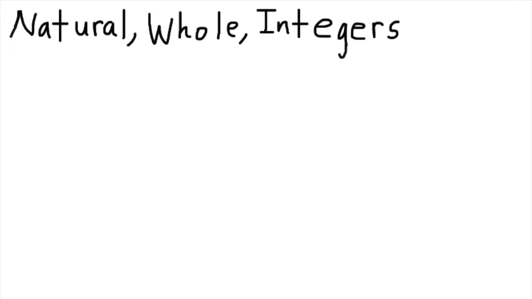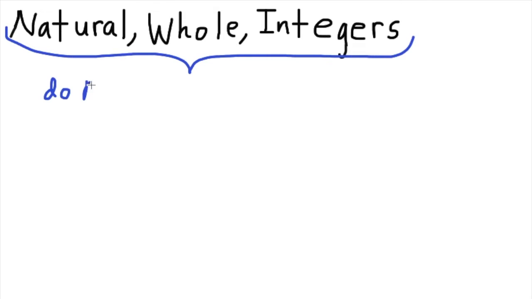We are going to talk about the definitions of natural numbers, whole numbers, and integers. And there are things in common between all three of these. One main thing in common is that they do not include decimal numbers.